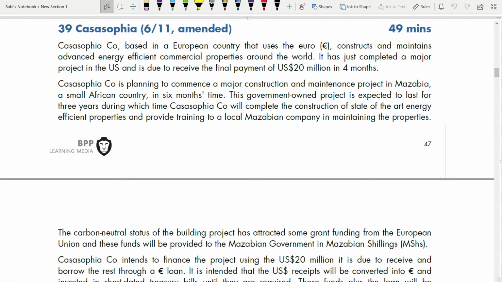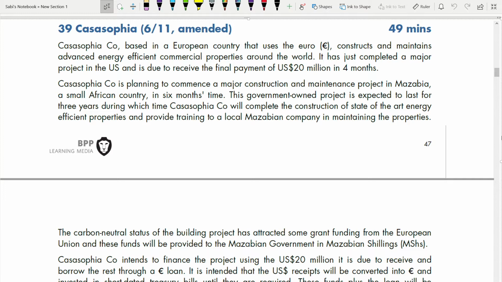Question 39, Casasophia. So this question involves not only your exchange rate risk management, it also involves net present value, right? So this is a very interesting question, and it's not very easy also. It is a complicated question. It has a lot of things to do. So make sure that you understand each step in this video, right?